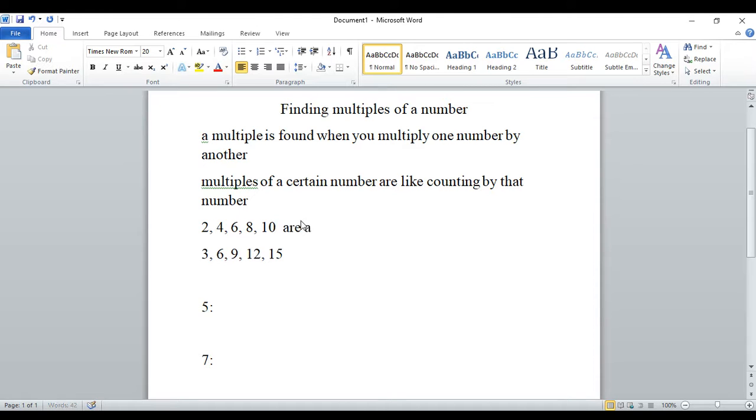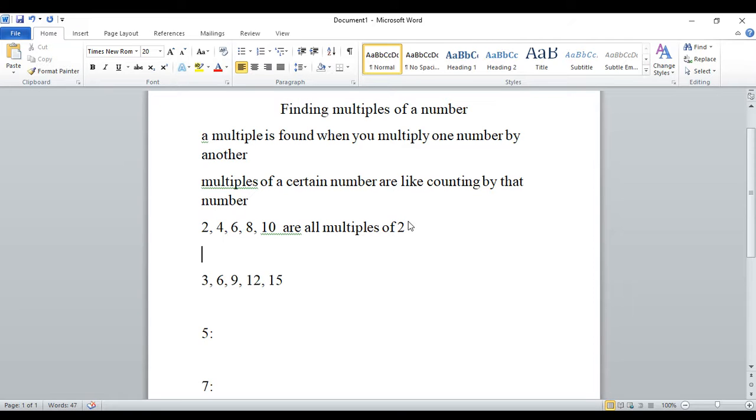These are all multiples of 2 because 2 times 1 is 2, 2 times 2 is 4, 2 times 3 is 6, 2 times 4 is 8, 2 times 5 is 10. So you have multiplied 2 by another number, and the answer that you get is a multiple of 2. If 2 can divide into these numbers, then that number is a multiple of 2.